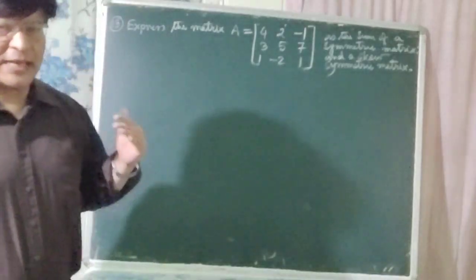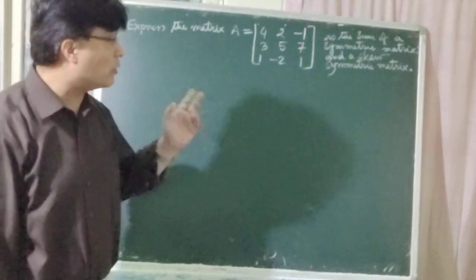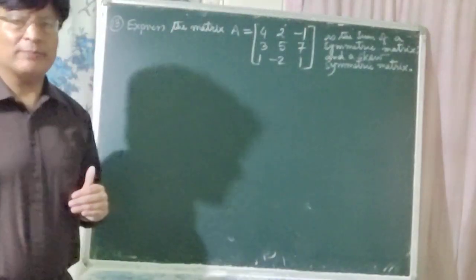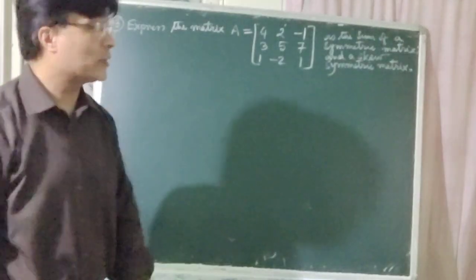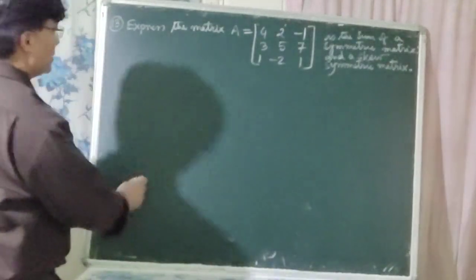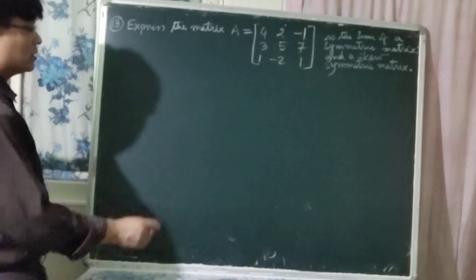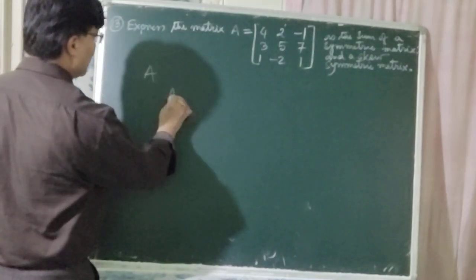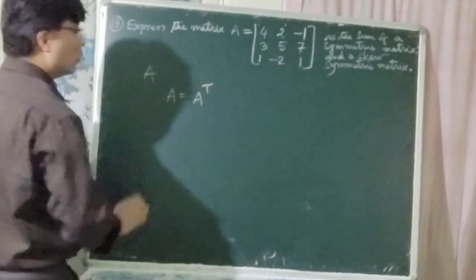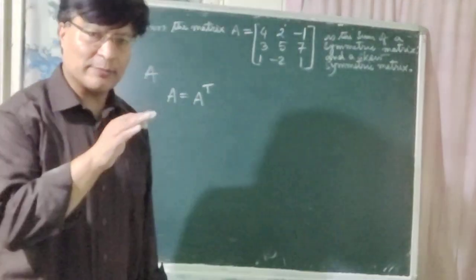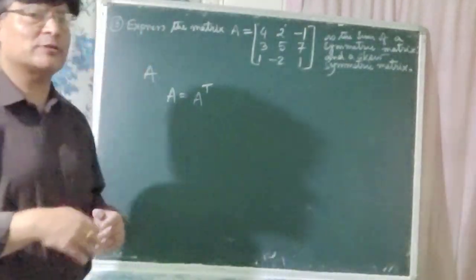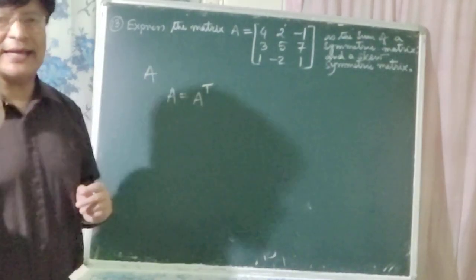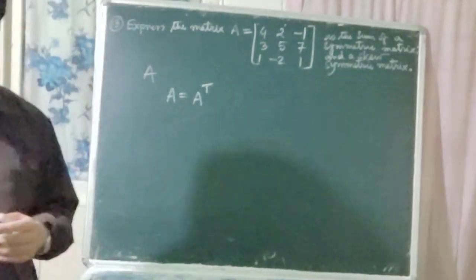In the previous online classes, I told you about these two matrices, what is a symmetric matrix and what is a skew symmetric matrix. Let us do the revision. What do you mean by a symmetric matrix? A matrix A is said to be a symmetric matrix if A is equal to A transpose. Suppose a matrix A is given, you find the transpose of A. If you can prove that A is equal to A transpose, then that matrix A is a symmetric matrix.